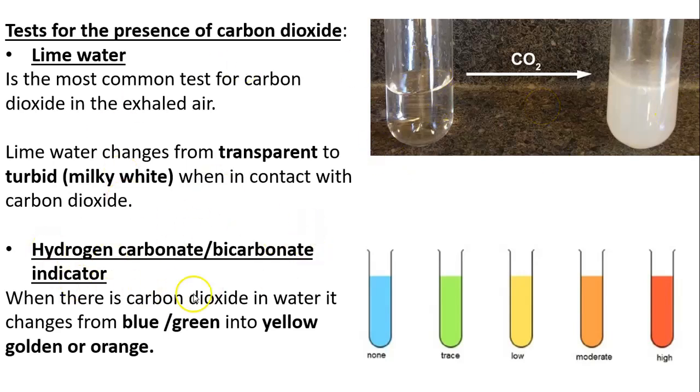Hydrogen carbonate or bicarbonate indicator changes from blue, which is its original color where no change happens, into different colors according to the percentage of carbon dioxide in the sample. If it's a very, very small amount of carbon dioxide, a trace, it's going to change into green. And with more carbon dioxide, the color will change deeper and deeper. So it's going to change to yellow next, and then golden, and then finally orange.